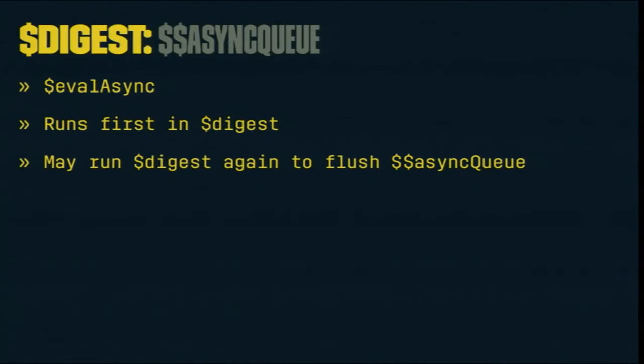Cool. So there's something, the async queue, which actually runs first in the digest cycle. All these async things, they get flushed out to begin with. We'll then carry on with the digest cycle. If something in that digest might call a sync function, we'll go back to the beginning and flush that out.